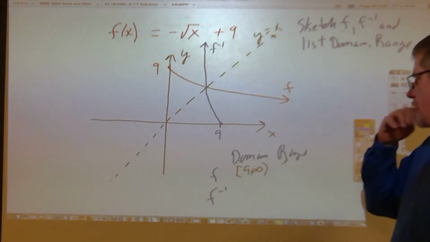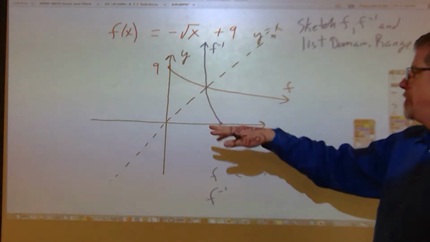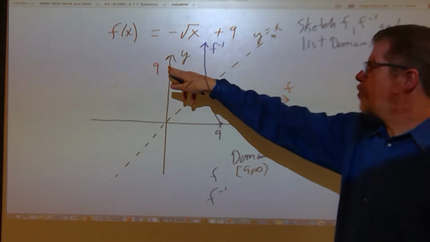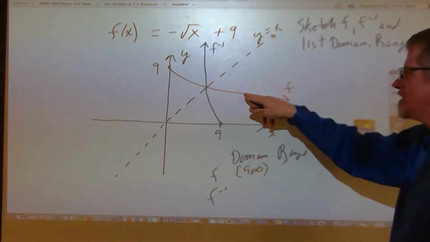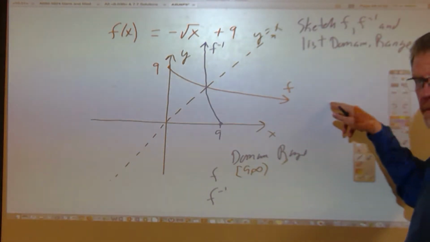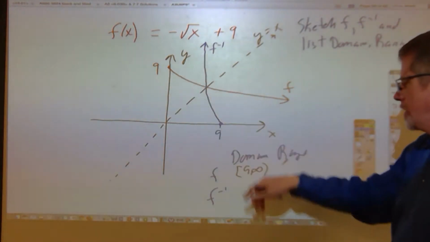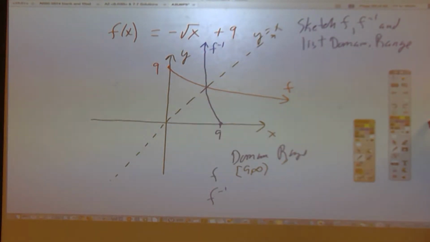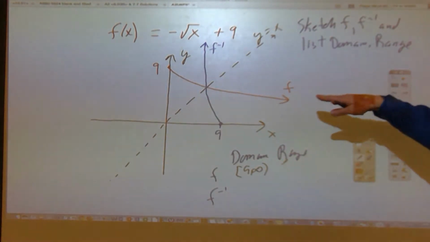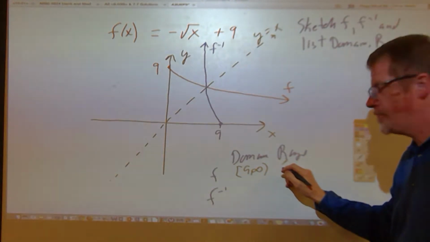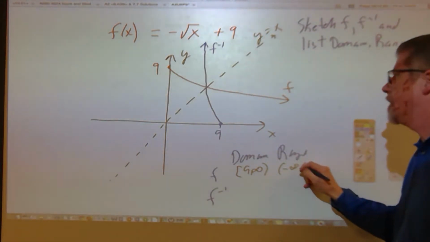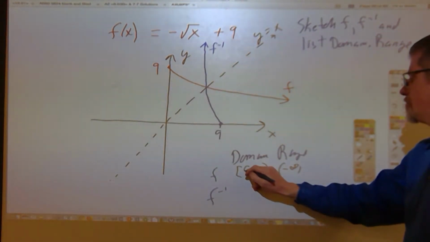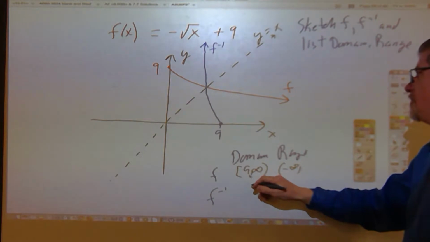Let's see. As I look at this red graph, think about, of all the y coordinates that participate in the red graph, what's the least of all of them? This thing actually goes down negative forever. It's not going there quickly, but it's what? Negative infinity. I should have spotted this one. So your domain is not 9 to infinity.